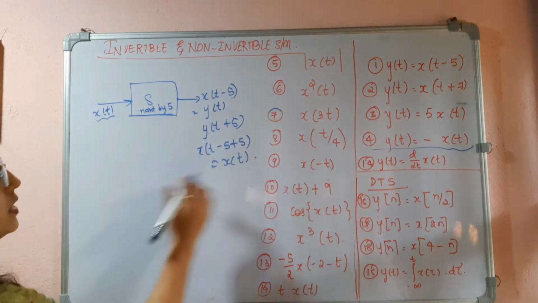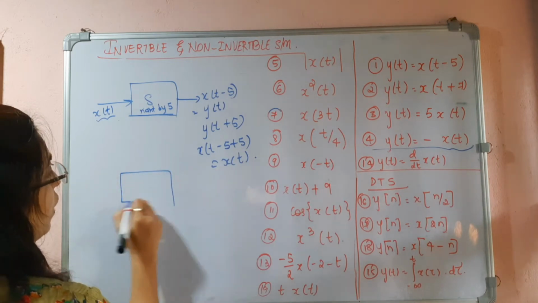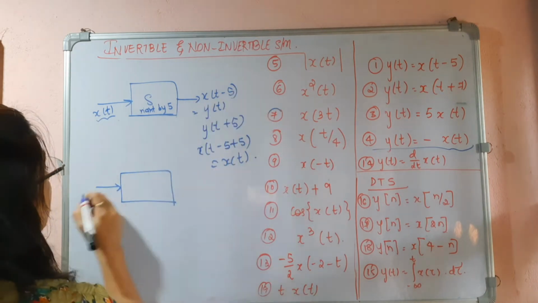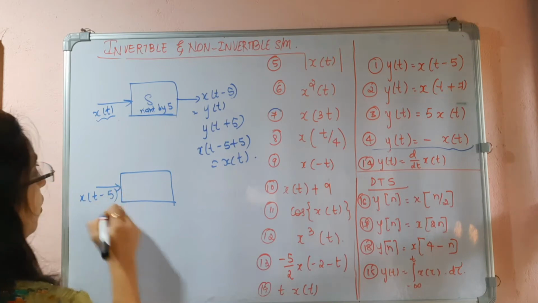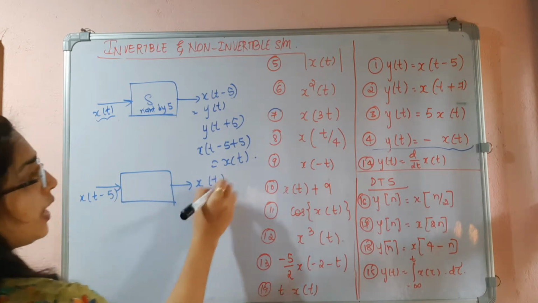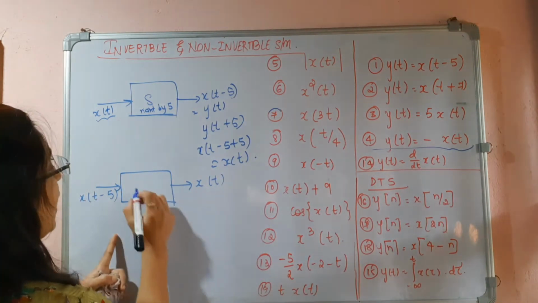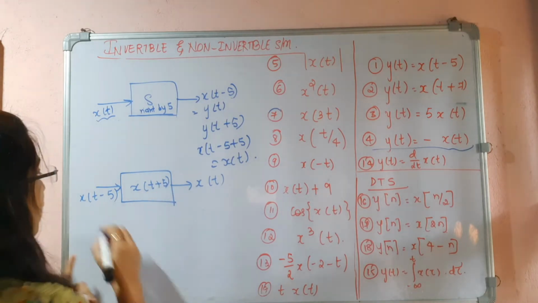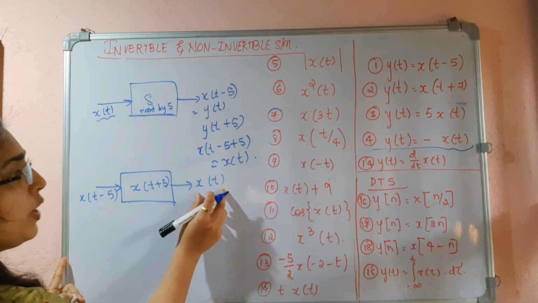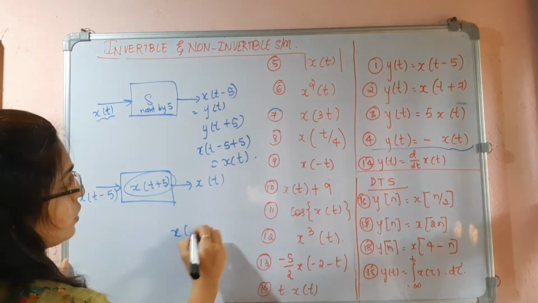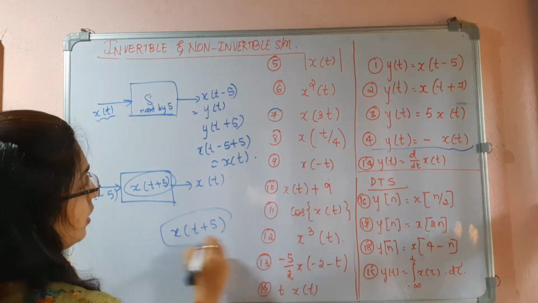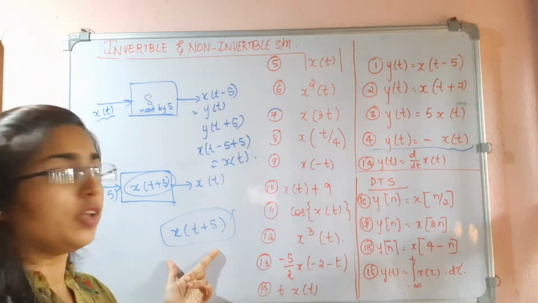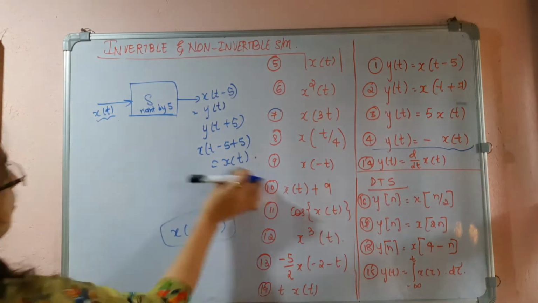If I consider it separately, now if I consider x of t minus 5 as the input, now I should get the output x of t. To get that, what will I do? I will replace t by t plus 5. So t plus 5 minus 5 will give you x of t. So we can say x of t plus 5 is the inverse system.